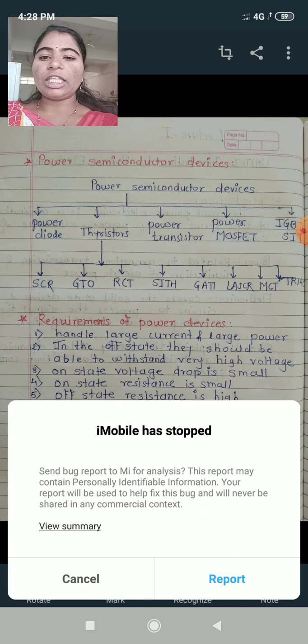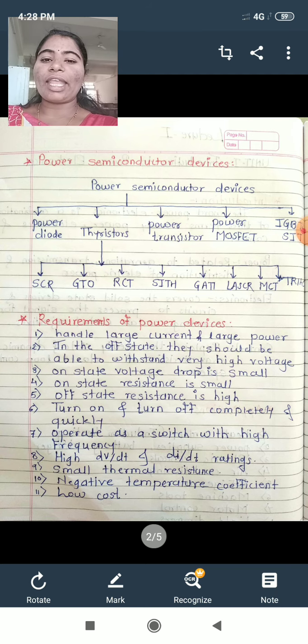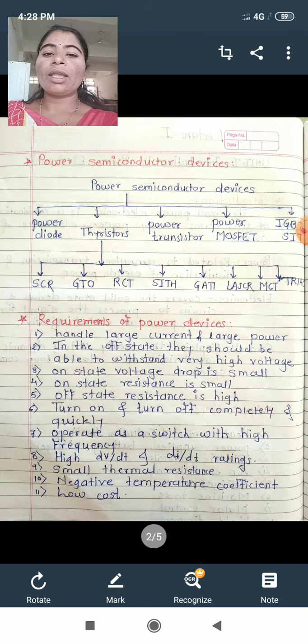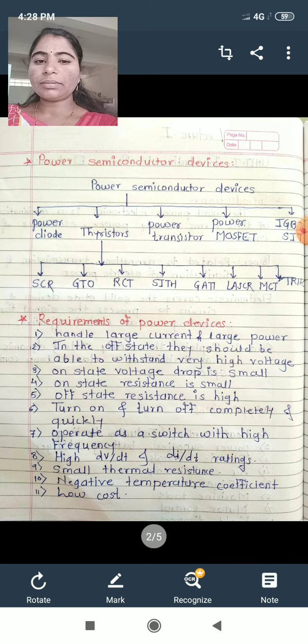It is the same as the SCR, only it conducts in the reverse manner. Next is SITH. Next is GAT. Next is LASCR. LASCR is the light activated silicon controlled rectifier. Next is MCT, that is MOS controlled thyristor, and last is triac.